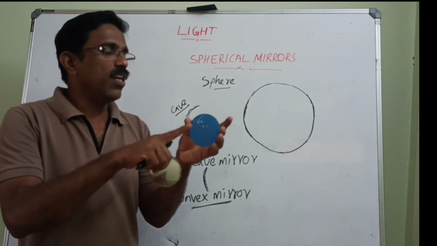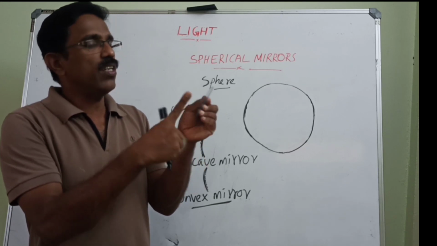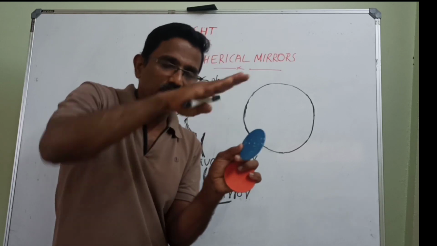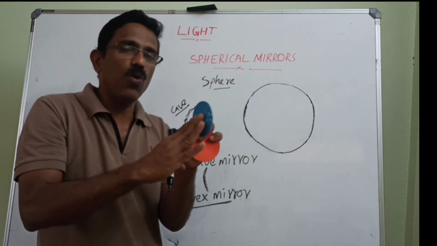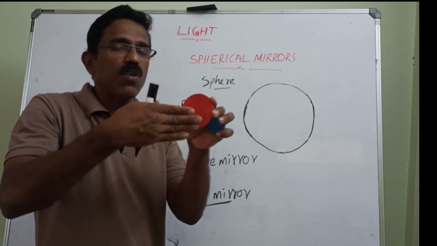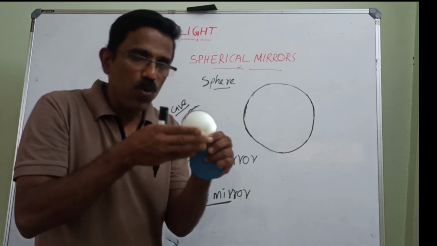You can see in the case of a concave mirror, the outer surface is silvered. You can see the projected surface, that is the outer surface, is silvered in the case of a concave mirror, and in the case of a convex mirror, the reflecting surface is convex and you can see the bulged portion is outward.